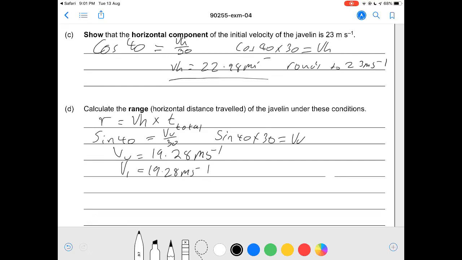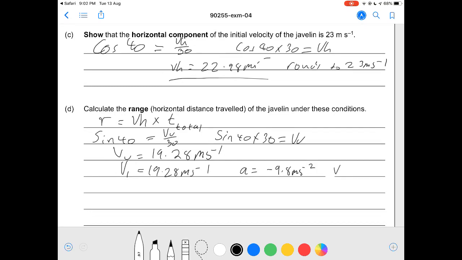Okay, so we also know that there's a component of gravity acting downwards on the javelin. Because the javelin is traveling upwards at 19.28 meters per second and gravity is acting downwards, they're opposing each other in opposite directions. Therefore our acceleration is not positive 9.8, but negative 9.8, where the negative represents the change in direction. So acceleration is negative 9.8 meters per second squared.